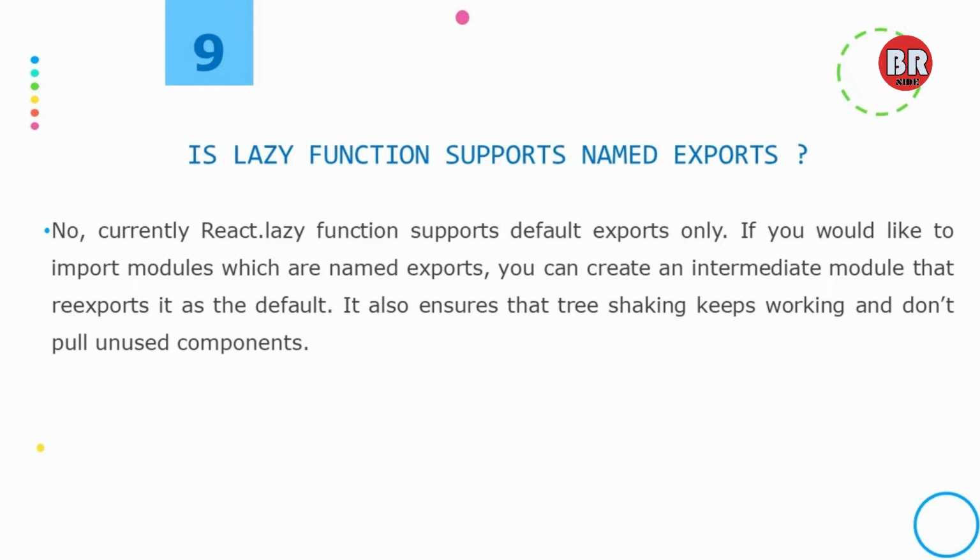Does the lazy function support named exports? No, currently the React.lazy function supports default exports only. If you would like to import modules which are named exports, you can create an intermediate module that re-exports it as the default. It also ensures that tree shaking keeps working and doesn't pull unused components.